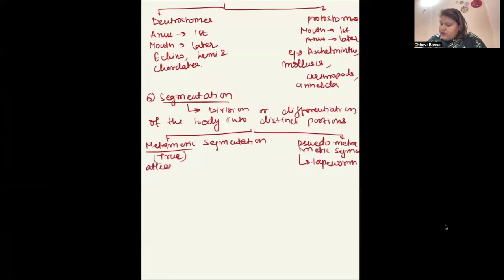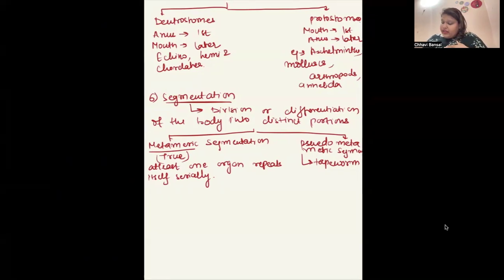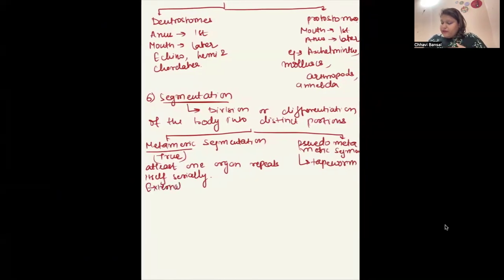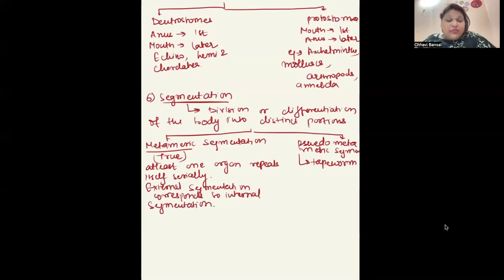At least one organ repeats itself serially, and this repetition should be of embryonic origin. It should not be otherwise. And in this, external segmentation corresponds to internal segmentation. So what are the examples and what are these segments called? These segments are called metameres.